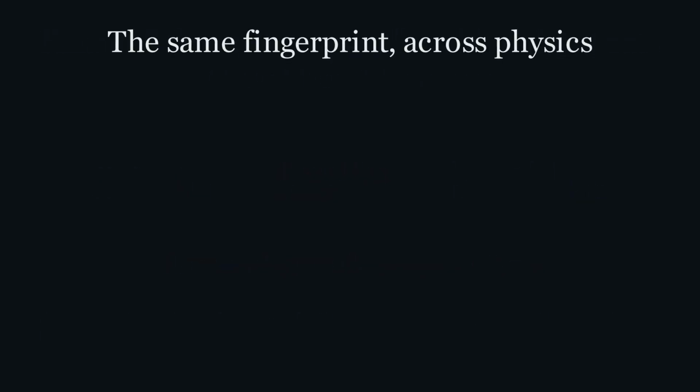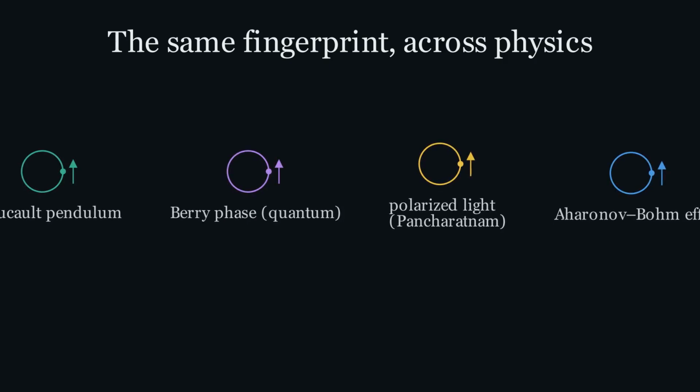And the mathematics reaches far past motion. The slow drift of a Foucault pendulum. The phase a quantum particle picks up around a loop, Marey's phase, the twist of polarized light, the Aharonov-Bohm effect. Each one is a loop that leaves a rotation or a phase behind, set only by the region it encloses. The falling cat is simply the one you can watch in your living room.